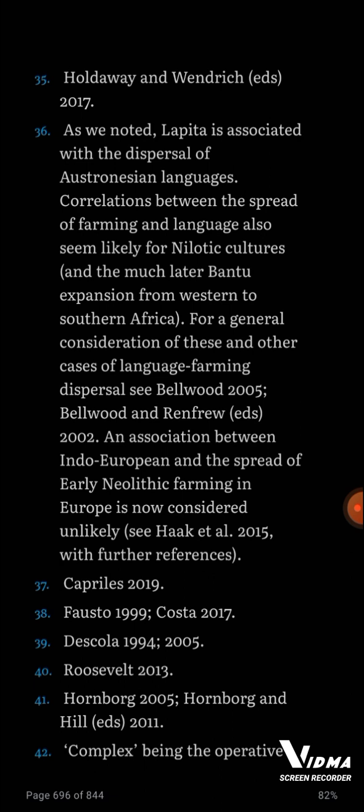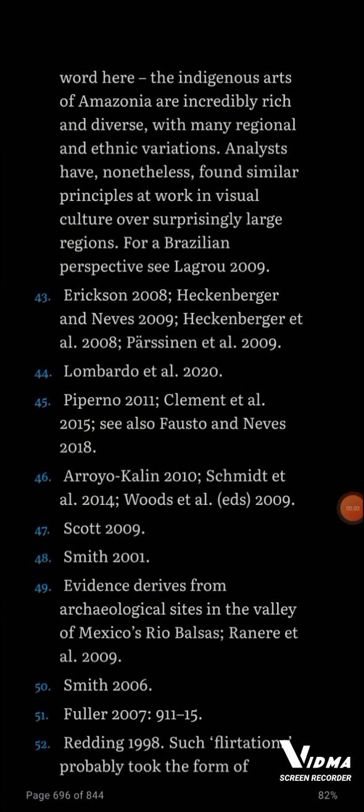37. Caprice 2019. Fausto 1999. Costa 2017. Tescola 1994, 2005. Roosevelt 2013. Hornborg 2005. Hornborg and Hill et al. 2011. Complex. Being the cooperative world here, the indigenous arts of Amazonia are incredibly rich and diverse, with many regional and ethnic variations. Analysts have, nonetheless, found similar principles at work in the visual culture of surprisingly large regions.